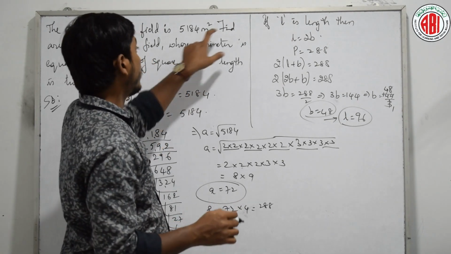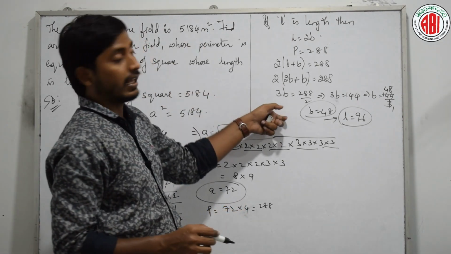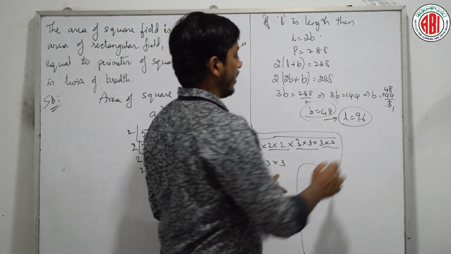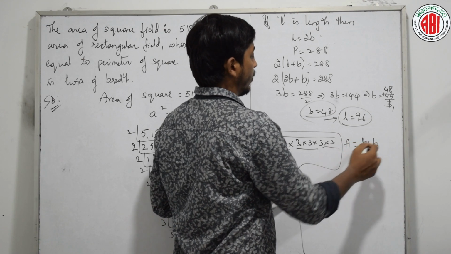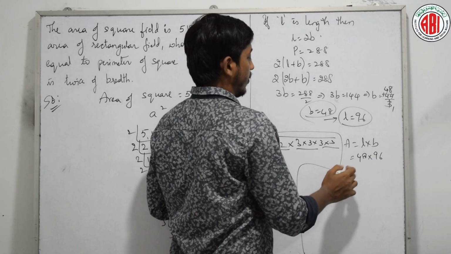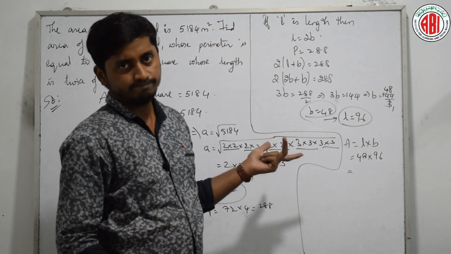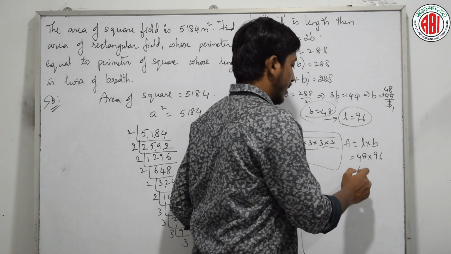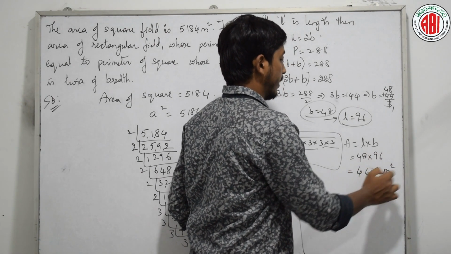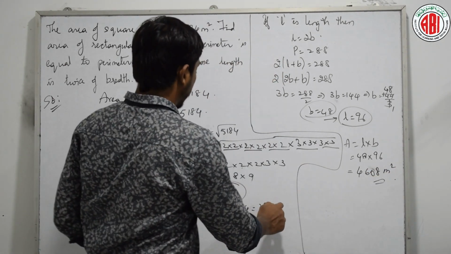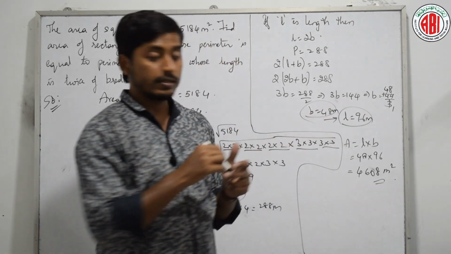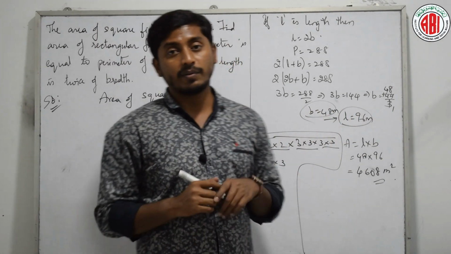Yes or no? He is asking us to find the area of this rectangular field. What is the area now? Tell me. Area is equal to length into breadth, that is 48 into 96. Just multiply that and we can solve it. That is 4608 meter square. Is it clear? Don't forget to write the units. Did you understand this problem?